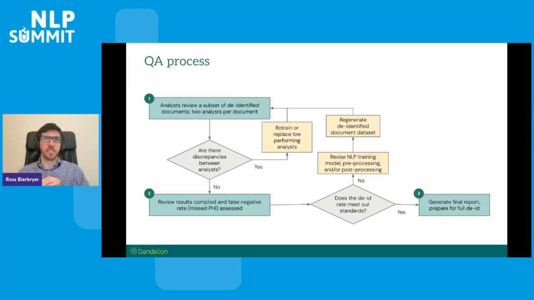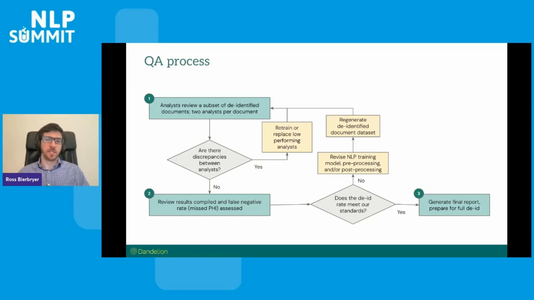If reviewer quality is good, we compile the results, and if those results don't meet our quality thresholds, we revise our processing and repeat the de-identification process. Otherwise, we're done. We assemble our final report and we share results with our hospital system partners and perform automated de-identification on our full data set.